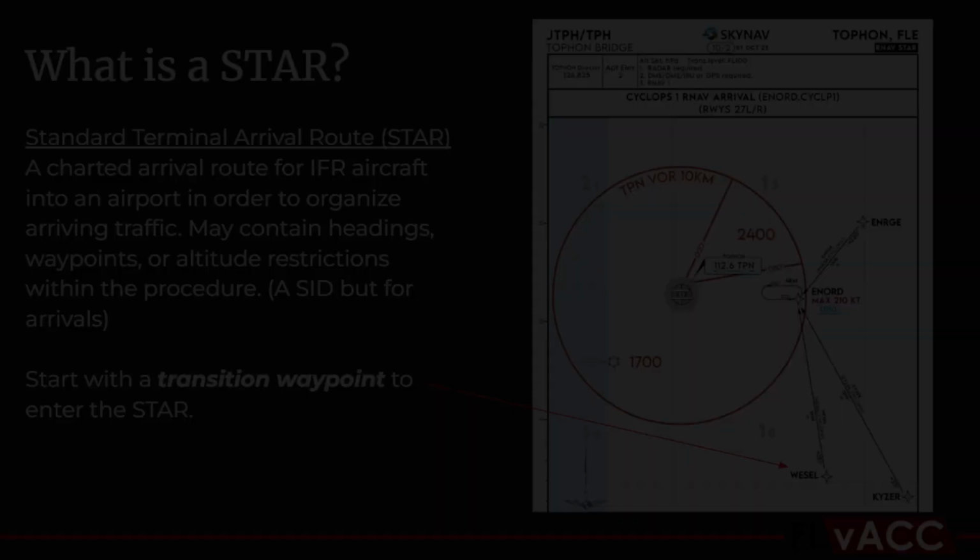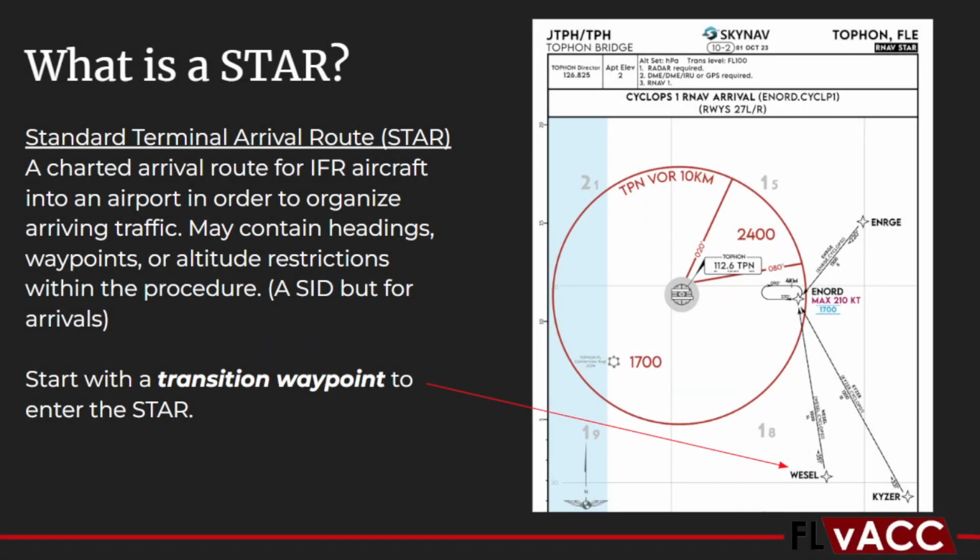The next charted procedure we'll learn about is the Standard Terminal Arrival Route, commonly abbreviated as STAR. A STAR is a charted arrival route for IFR aircraft that helps in organizing the flow of arriving traffic from wherever they're coming from towards their final approach to the runway. In many ways, you can think of STARs as the opposite of SIDs, or SIDs but for arrivals.